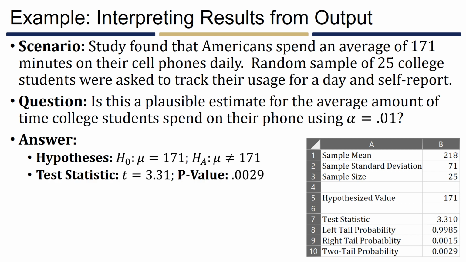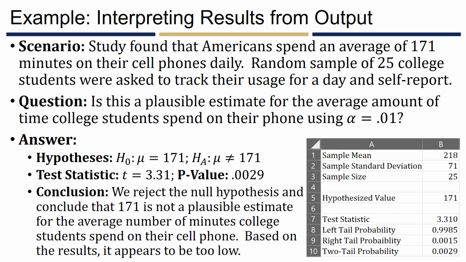Now, looking at the output, we have a test statistic of 3.31. We take our sample mean of 218 that was reported by the college students, subtract off the hypothesized value of 171, divide by 71 over the square root of 25, and that gives us 3.31. In order to figure out the p-value, we have to think about what the alternative hypothesis is here. Because we're using this two-sided alternative, that means that we need to use the two-tail probability, which is 0.0029.